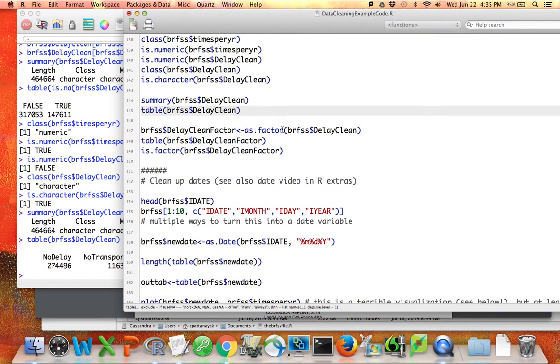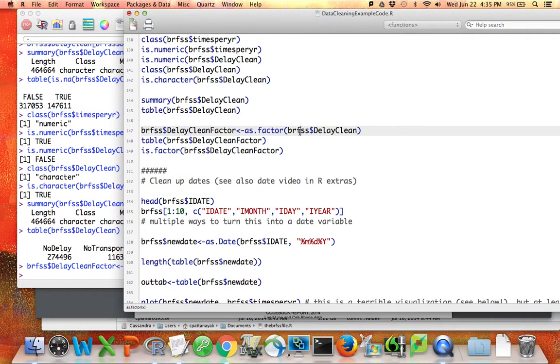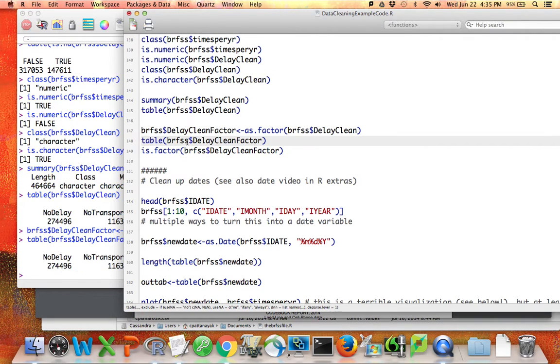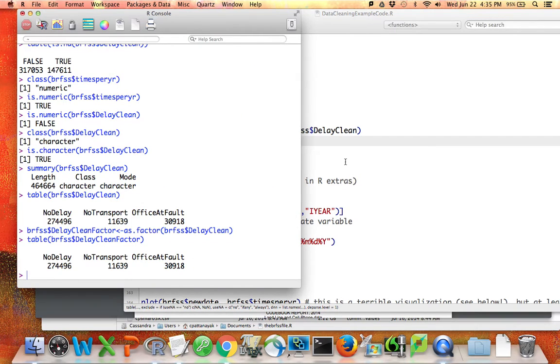But what I really want is to have my clean delay variable be a factor so that I could, for example, include it in a regression model. So I showed you these commands, is.numeric, is.character, where you ask the question, is this variable a particular type? But the as command will turn the variable into a particular type. So if I make a new variable, delay clean factor, and set that equal to as.factor delay clean, now we'll have a factor variable. The table will look exactly the same. I didn't change that part.